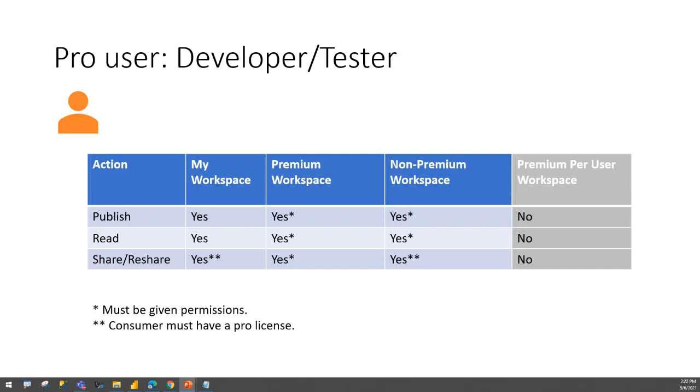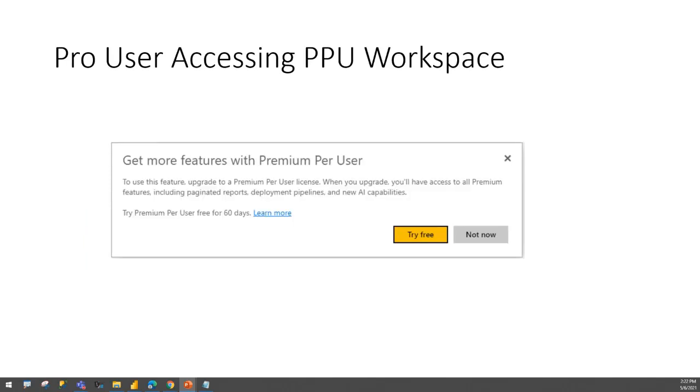They can also share. So when you share, you can give access to anybody. You can type in anybody's email, but that person, when they try to get to the content, they themselves must have the right permission. So you can share with a free user, but when they get to it, if this is not a premium workspace, they won't be able to get in. And if you are a pro user and you try to access the PPU workspace, you get a message that says, sorry, you can't get to this. This is a PPU workspace, so it doesn't let you get in.